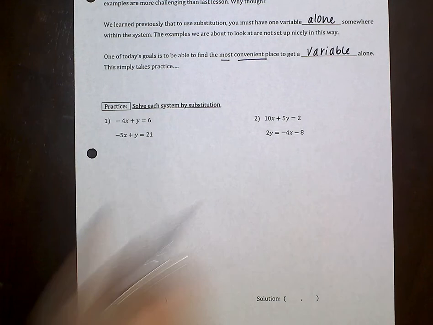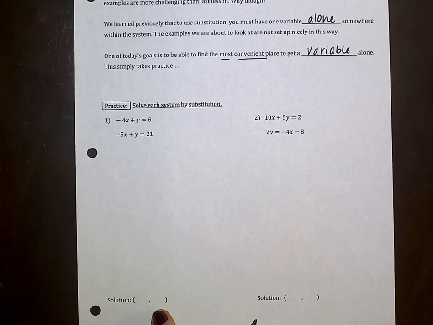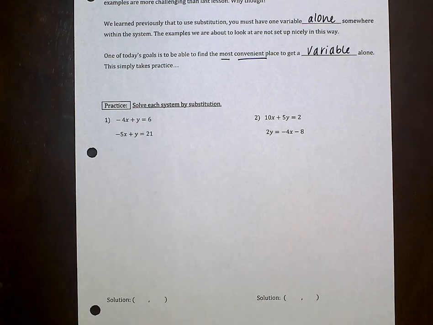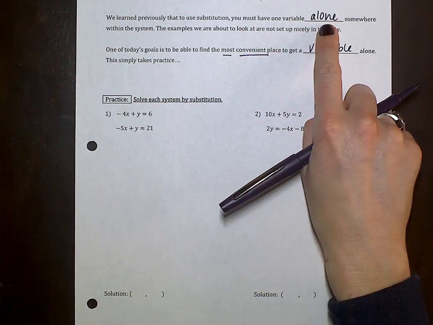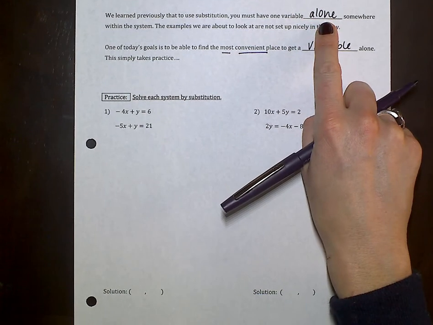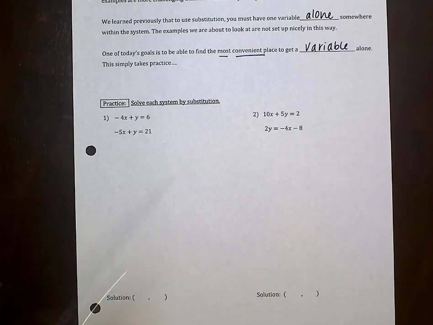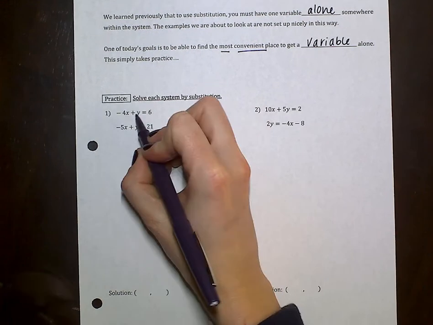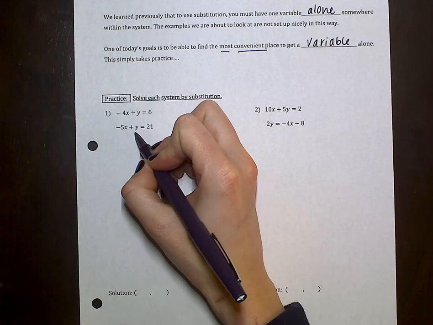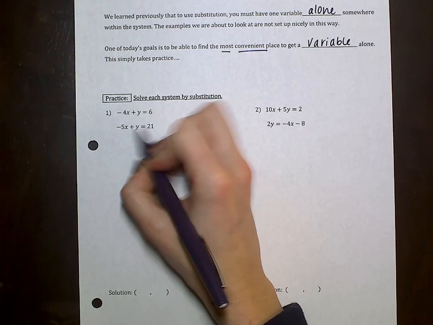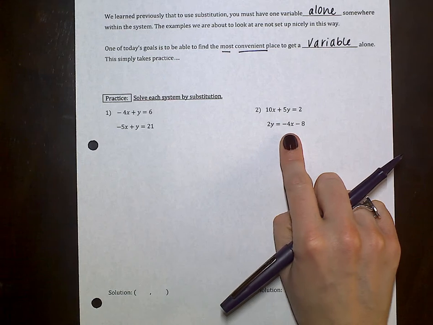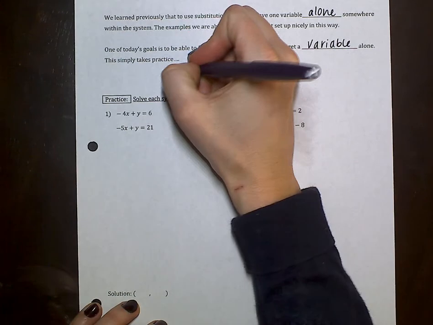I know the answer is an ordered pair. It's an x and a y. The only difference is this is not set up nicely. Because I know to do substitution, I have to have an x or a y by itself somewhere. So I'm going to take a step back and look at this system. This x, this y, this x, this y, I can get any of those alone. On most of the problems, I don't want to say all of them because number 2 would prove me wrong, but on most of the problems, here's what you want to look for.